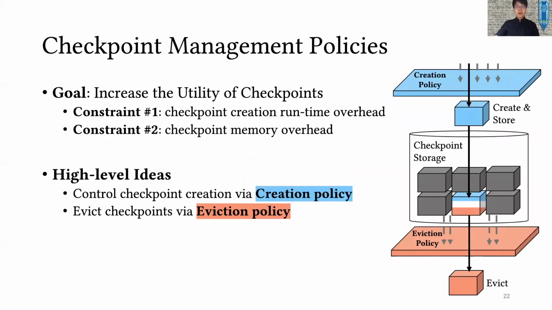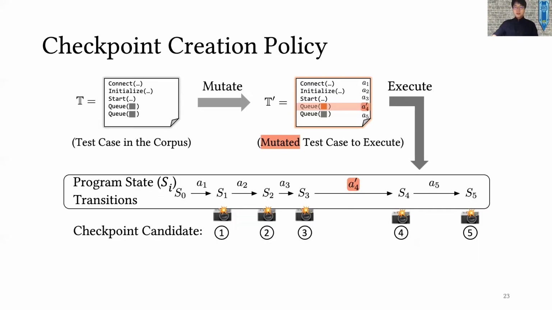Although we reduce the runtime and memory overhead of checkpoints, we need to decide when to create them and which checkpoint to remove when we run out of memory. To that end, we design checkpoint management policies. The goal here is to increase the utility of checkpoints while minimizing the impact of checkpointing on the fuzzing speed. The high-level idea is that we prevent excessive checkpoint creation with checkpoint creation policies and evict checkpoints with checkpoint eviction policies. Let me describe the checkpoint creation policies now. For details on checkpoint eviction policies, please take a look at the paper.